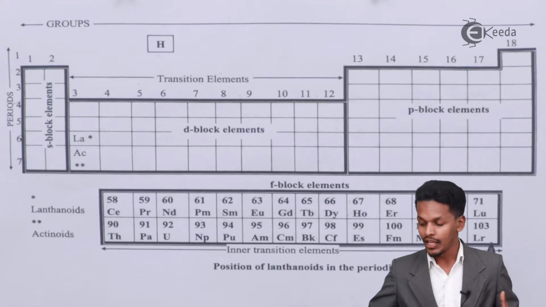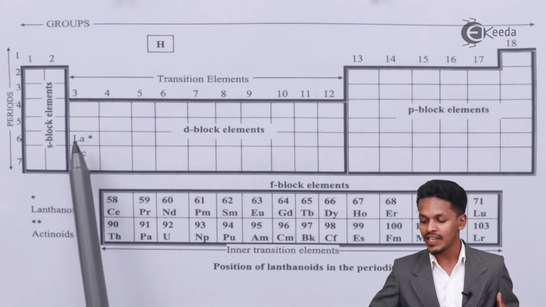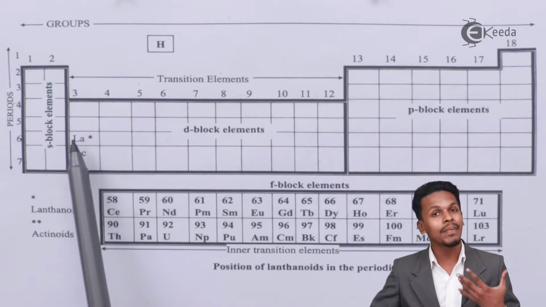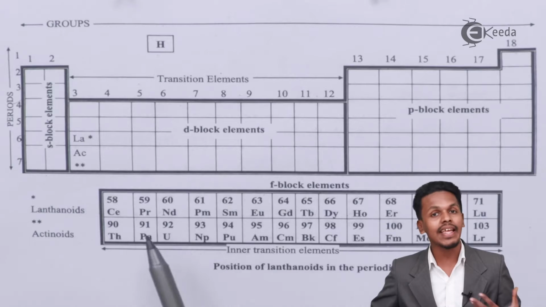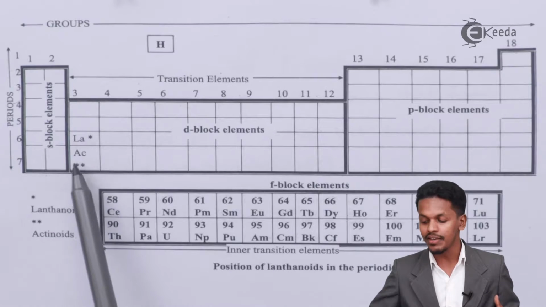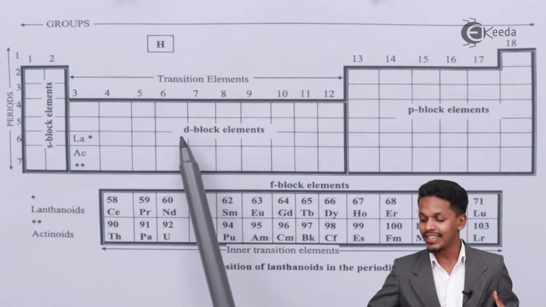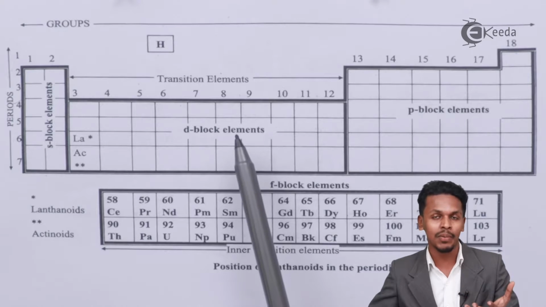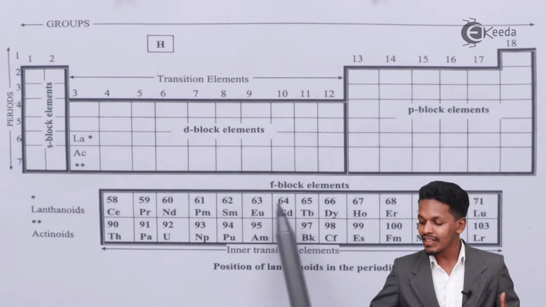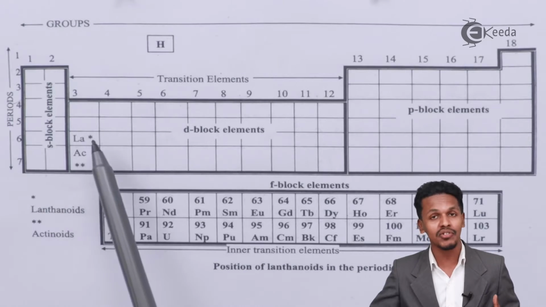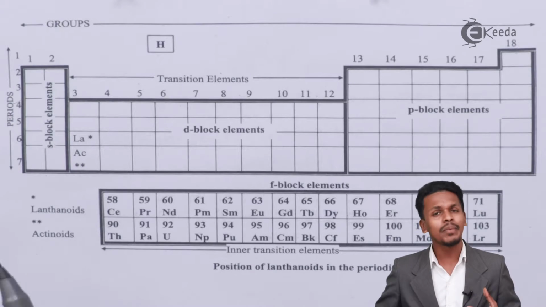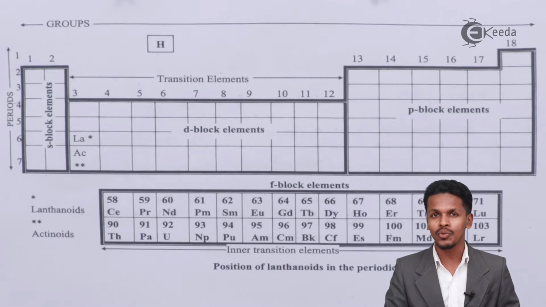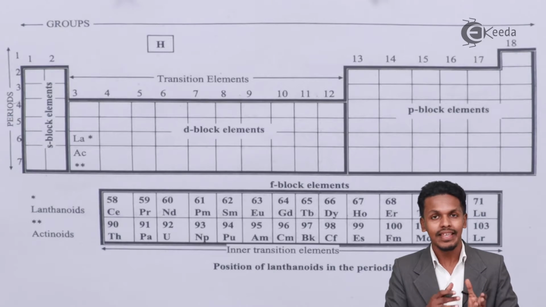The position of these is within lanthanum, which is a D block element, and actinium is also a D block element, but this series of inner transition elements is present here. That's the reason the D block elements are known as transition elements, as we have discussed, and these elements are present within the transition elements, and that's the reason they are known as inner transition elements.